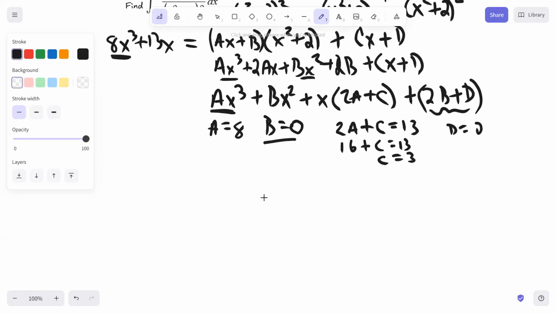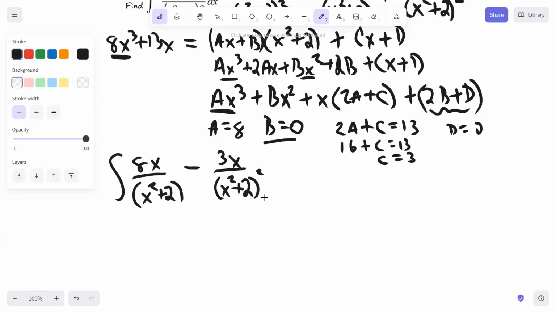So setting this up, I would have the integral of 8x over x squared plus 2, minus 3x over x squared plus 2 quantity squared. This should have been negative 3. dx. Now the 8x over x squared plus 2, that's just the natural log form. You would end up with 4 natural log of x squared plus 2. The absolute values aren't necessary in that case.